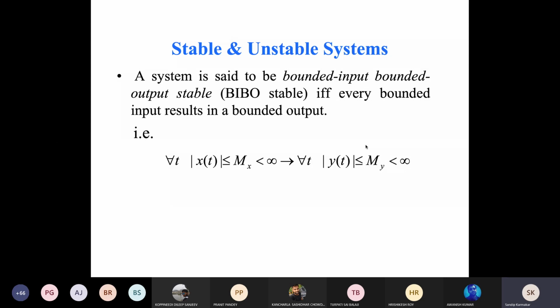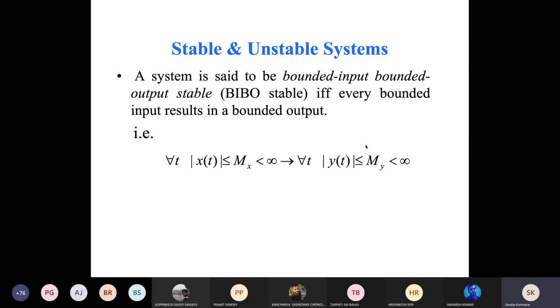Now we are going to start today with stable and unstable systems. A system is said to be bounded input, bounded output stable or BIBO stable if every bounded input results in bounded output. So that |x(t)| ≤ Mx < infinity for all t implies |y(t)| ≤ My < infinity. That means it is called BIBO stable.